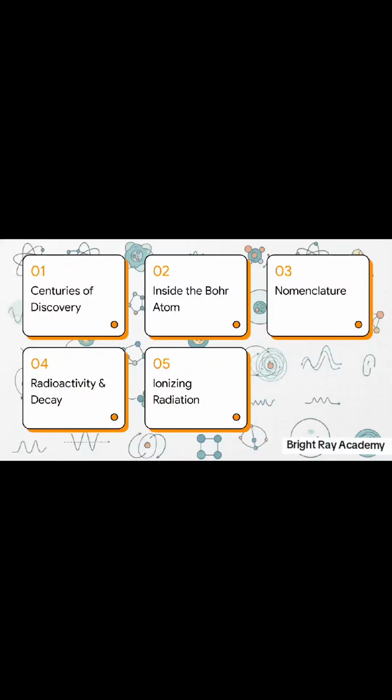We've organized our journey today into 5 quick steps. We'll start with centuries of discovery, then take a look inside the Bohr atom, break down nomenclature and combinations, tackle radioactivity and decay, and finally wrap things up with the types of ionizing radiation. Let's get right into it.